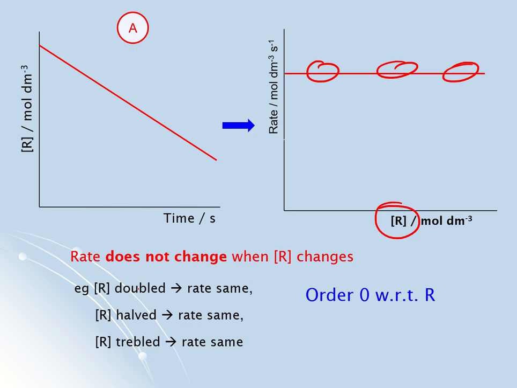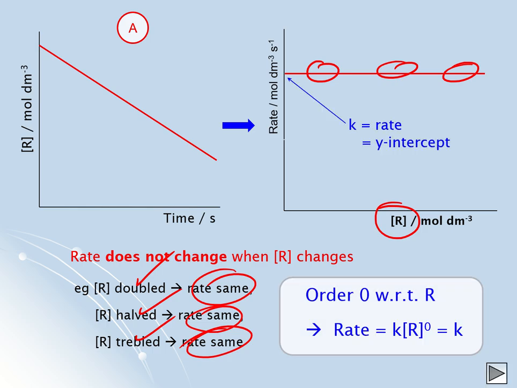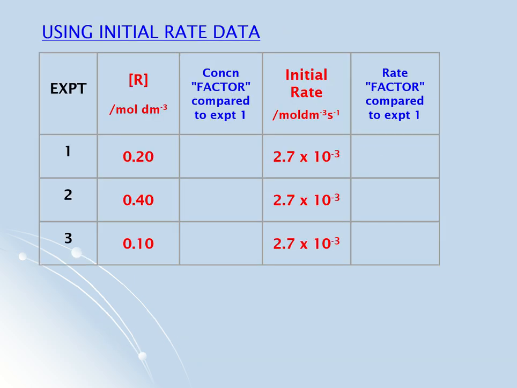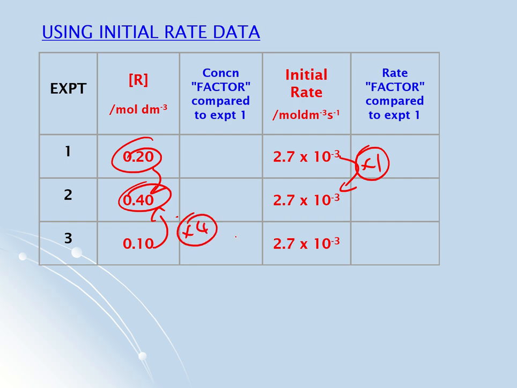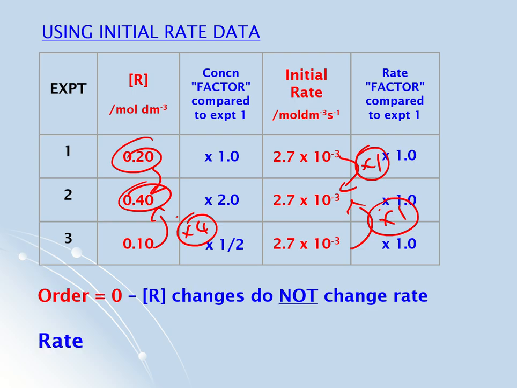So if I double the concentration of R, rate stays the same. Halve it, rate stays the same. Treble it, rate stays the same. Very simple. You might also get tabulated data. If we look at how we work it out from there, concentration from here to here doubles, rate from here to here stays the same. Concentration from 3 back to 2 experiment goes up by a factor of 4, rate stays the same. Doesn't matter what I do to concentration, rate stays the same. That's another way to work out your zero orders.